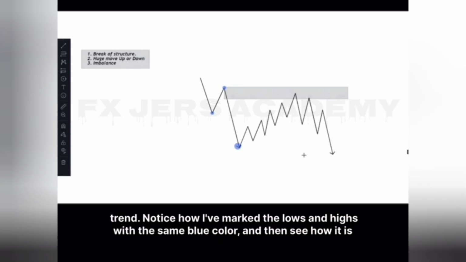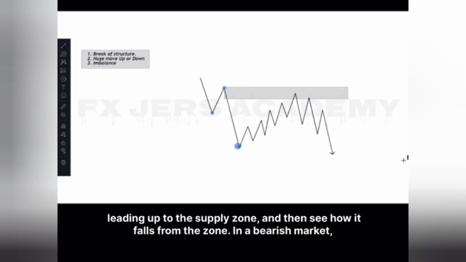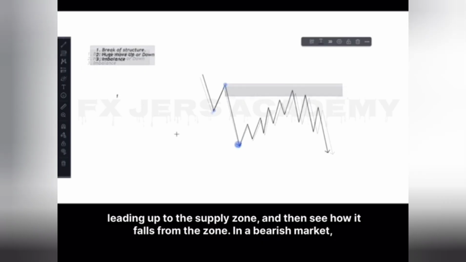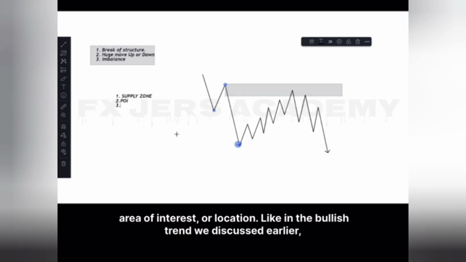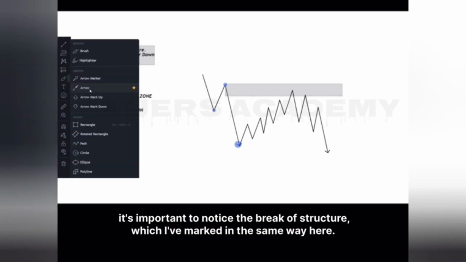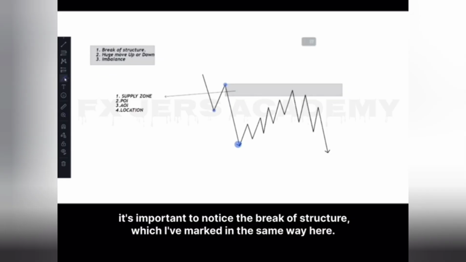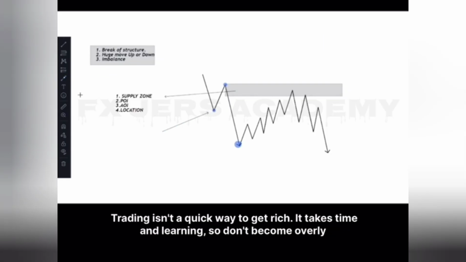Notice how I've marked the lows and highs with the same blue color, and then see how it is leading up to the supply zone, and then see how it falls from the zone. In a bearish market, the supply zone is where you can sell. It's also called a supply zone, point of interest, area of interest, or location. Like in the bullish trend we discussed earlier, it's important to notice the break of structure, which I've marked in the same way here.